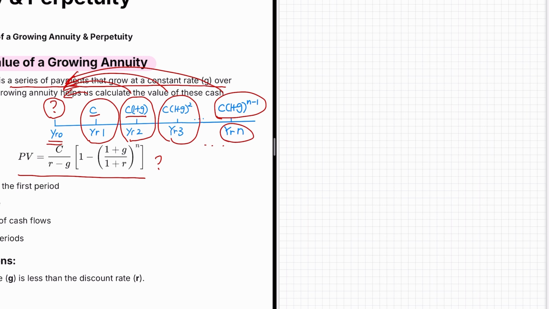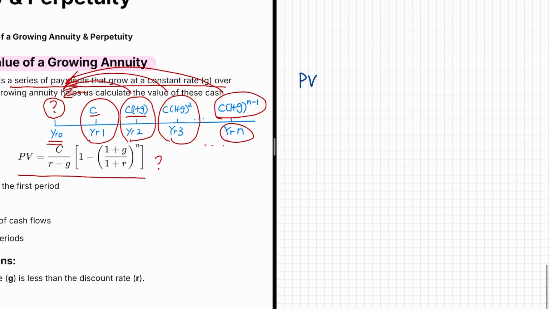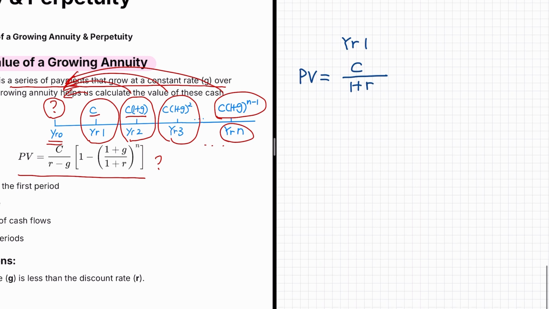So how can we find the present value of this growing annuity? The present value is the sum of all the future cash flows discounted back to today's value. For year 1, we know its cash flow is C. However, as we need to discount it back, we need to divide it by 1 plus R, where R is the discount rate. We know that the value of $100 today is different from the value of $100 1 year later due to time value of money. So we need to discount this cash flow back to today's value.